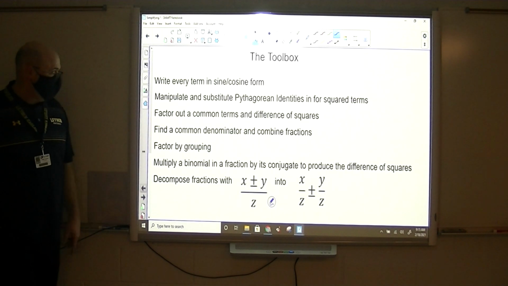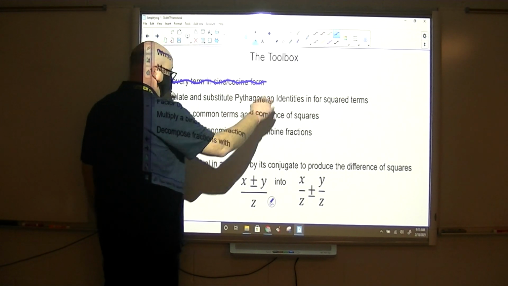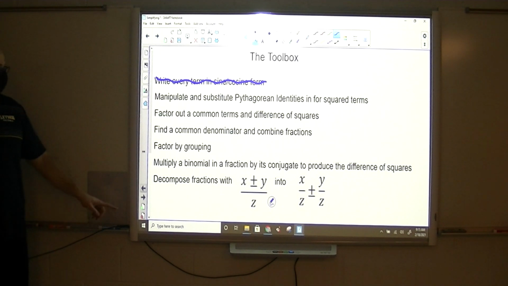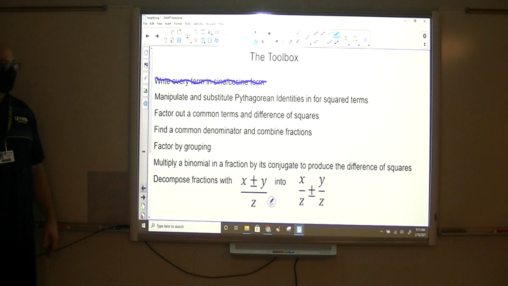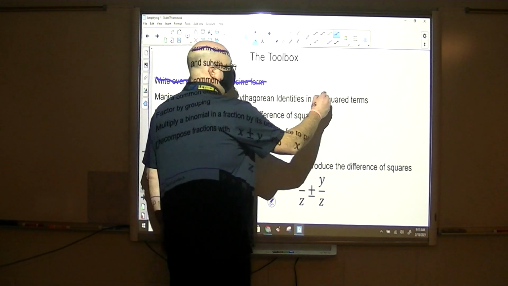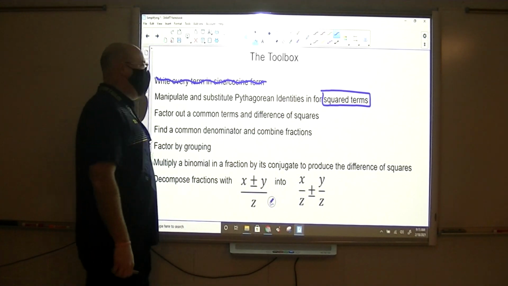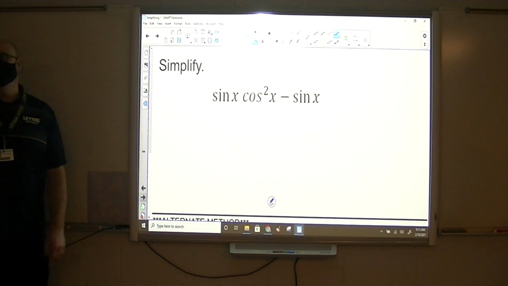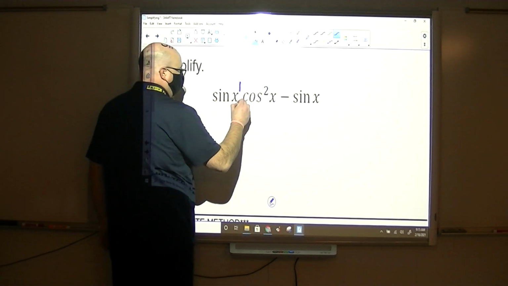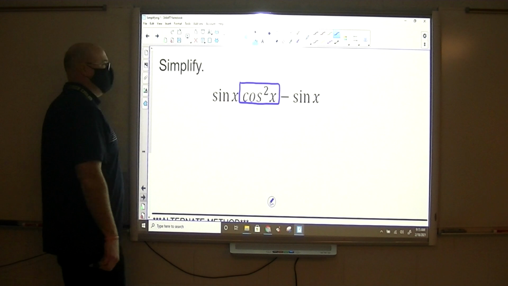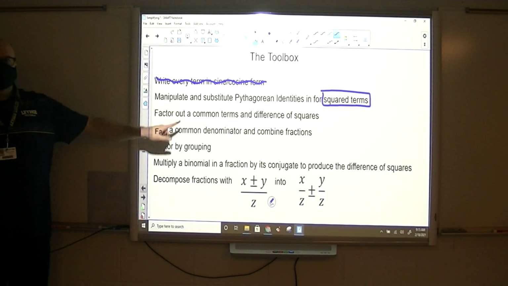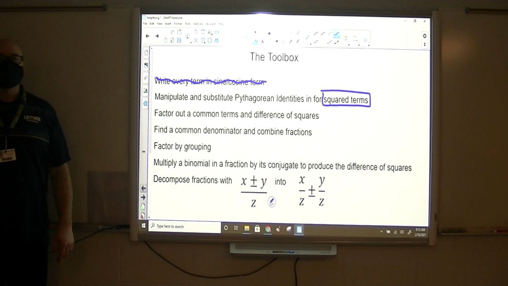So that's not going to work. Okay, we're not going to be able to do that because everything is in terms of sine or cosine already. What about manipulating and substituting Pythagorean identities in for squared terms? Do we have a squared term in this problem? Indeed we do. We have cosine squared. So, it is possible to do this. Should we? Let's wait and see what else we can maybe accomplish.